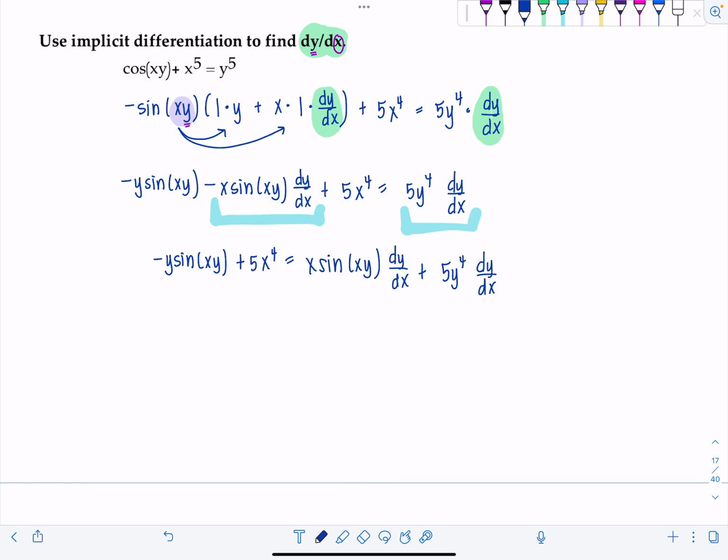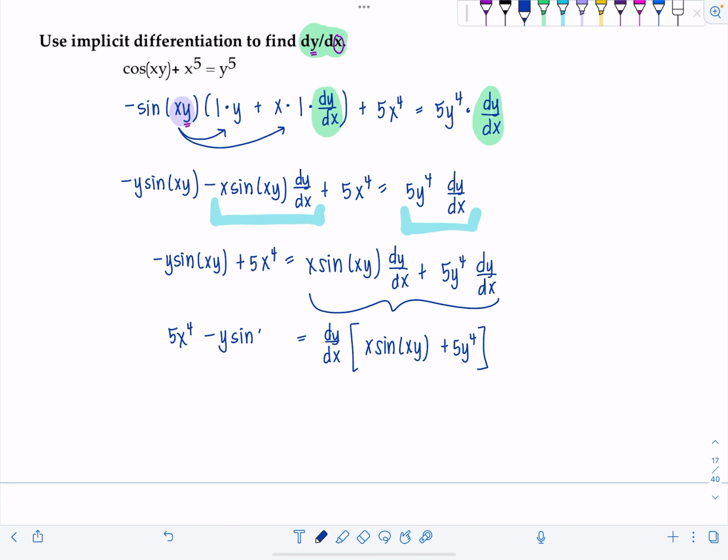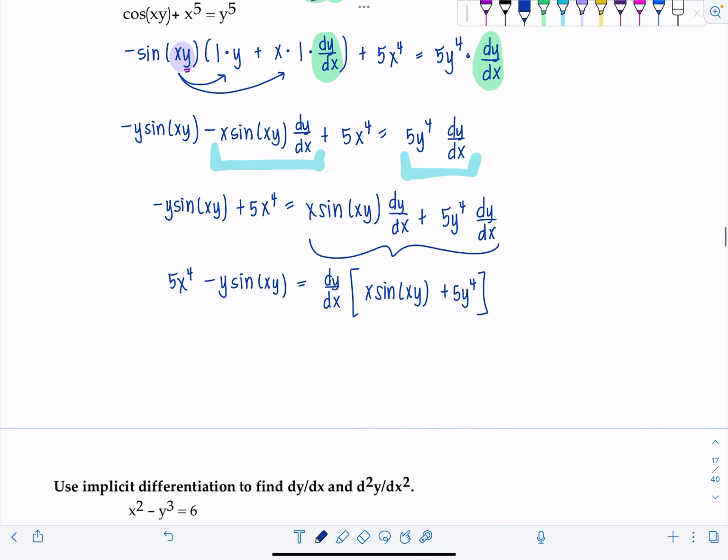And what's the point of putting everybody with a dy/dx together? So you can factor out dy/dx, and then we're going to have x sine of xy plus 5y to the fourth. On the other side, you know what would be so snazzy? Let's write 5x to the fourth minus y sine of xy. Nobody likes a negative sticking out in the front. Such an eyesore. And then now we're going to divide both sides by this quantity. I don't need to write it out. You're all calculus students. So we can move on to the final step right now.